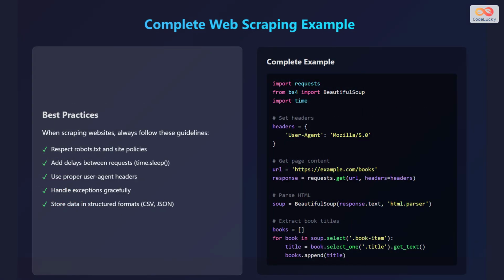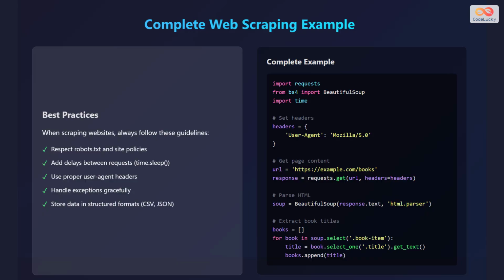When scraping websites, it's important to follow some best practices. Always respect the robots.txt file and the website's policies to avoid legal and ethical issues. Add delays between your requests using time.sleep to prevent overloading the server. Use proper user agent headers to identify your script as a legitimate browser. Implement robust exception handling to manage errors and prevent your script from crashing. Store the scraped data in a structured format such as CSV or JSON for easy analysis and future use.